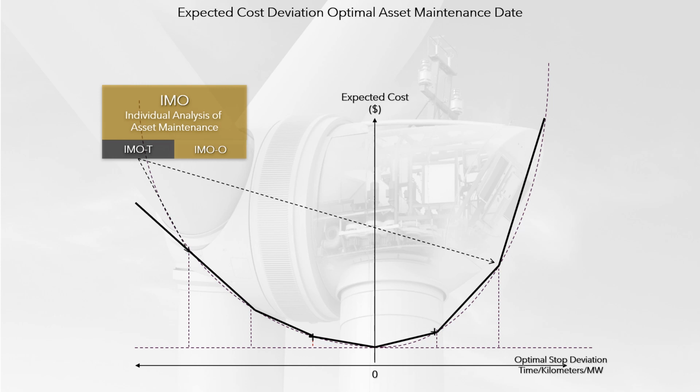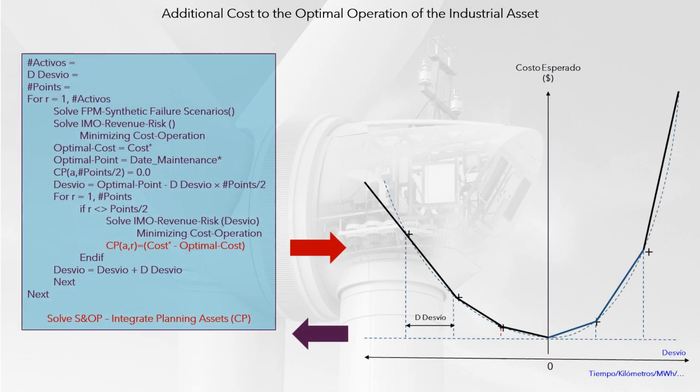It must be clear that the minimum maintenance cost is a sunk cost from the point of view of production, that is, there is no production plan that can alter it. For this reason, its variations are additional costs, resulting from the impact on production plans, with respect to the ideal date. An algorithm for constructing the additional cost curve is presented in the image.